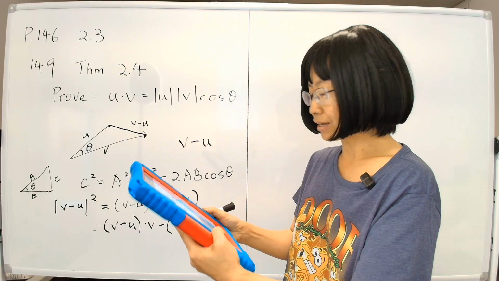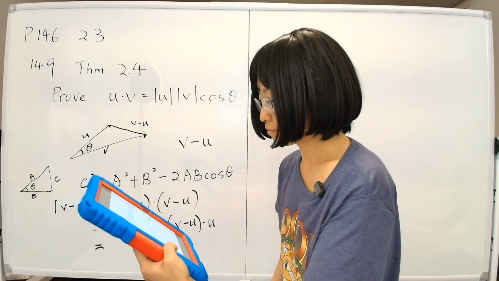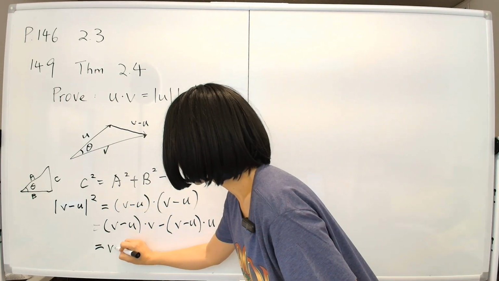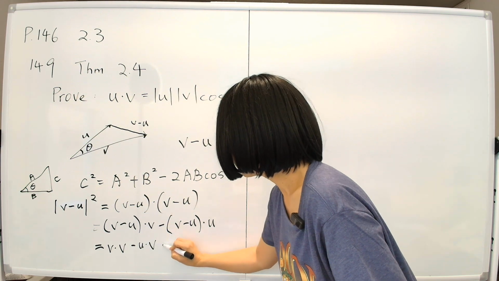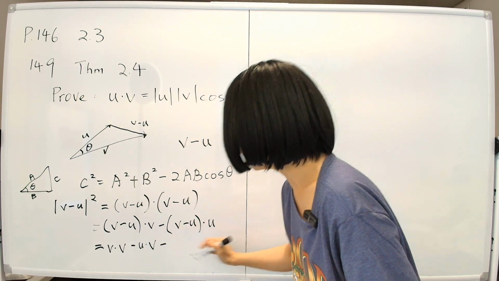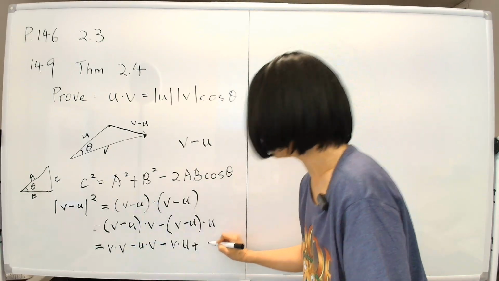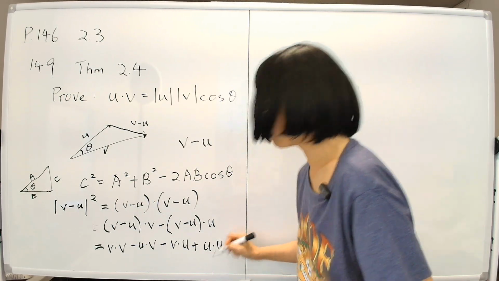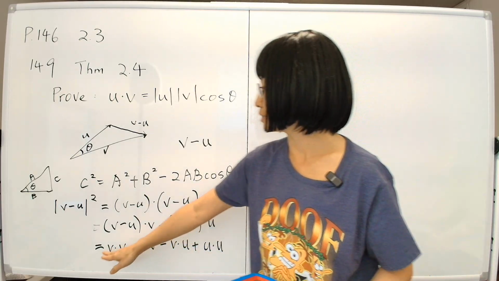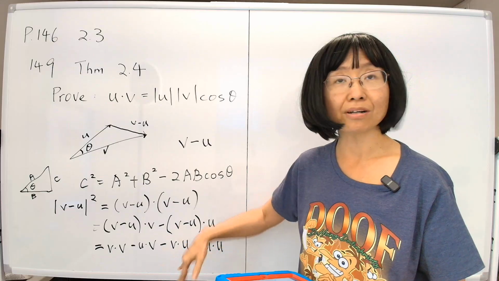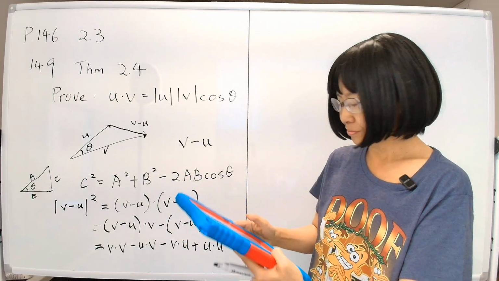And then continuing, we have v dot v, and then minus u dot v, minus, what is that, v dot u, plus, and then u dot u. So far we're still using all those properties that I just glossed over. But I'm saying that this follows what we are used to. The properties are all the same, so we don't have to think too hard to come up with that.